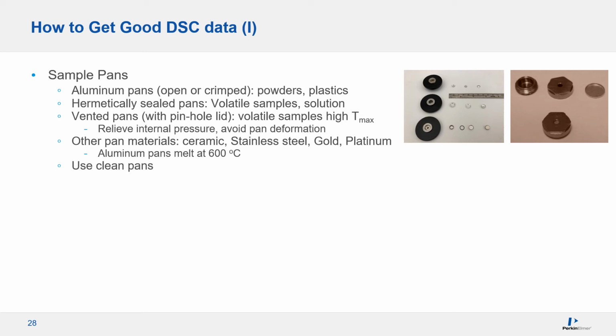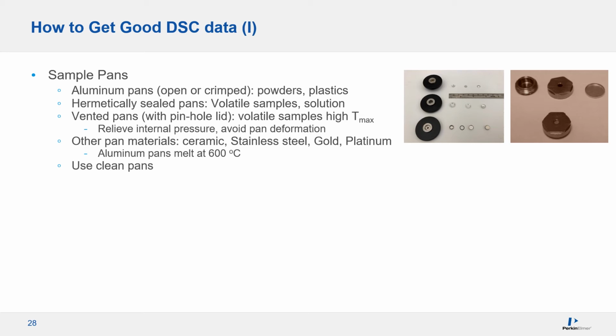Now the question is, I have a DSC, how do I get good results with it? Or how do I interpret the data? In the next 3 slides, we will discuss what it takes to get good results. First, you have to choose the proper pans. There are all kinds of pans of different materials, shapes, and volume. The most commonly used pans are aluminum pans, usually with a lid. They're good for most of your solid samples: powder, film, pellets.